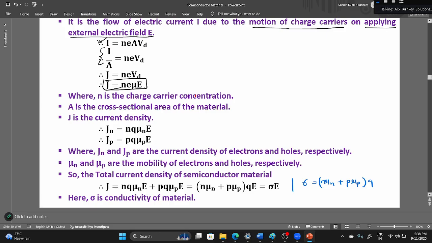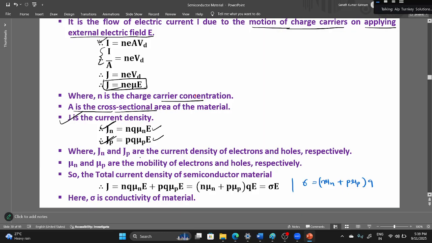Here n is the charge carrier concentration, A is the area of cross section, and J is the current density. Jn equals n q mu n into E, and Jp equals p q mu p into E. Jn is the current density due to electrons, and Jp is the current density due to holes. Here n is the electron concentration, p is the hole concentration, q is the charge of the electron, mu n is the mobility of the electron, mu p is the mobility of the hole, and E is the electric field.